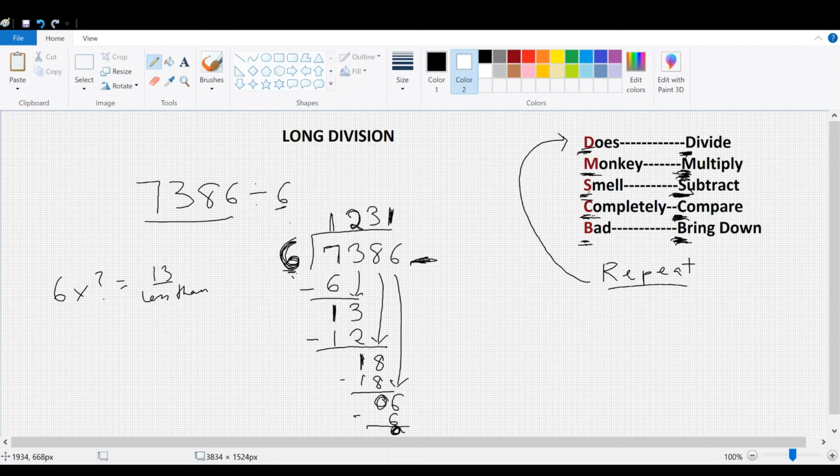Okay, that's it for today. I hope you understood how to do long division now. No matter how long the number is or how long the division is, as long as you're following these steps, divide, multiply, subtract, compare, bring down, and then repeat the steps till you are left with no numbers to bring down. Just remember this acronym: does monkey smell completely bad? You will be all good to go.